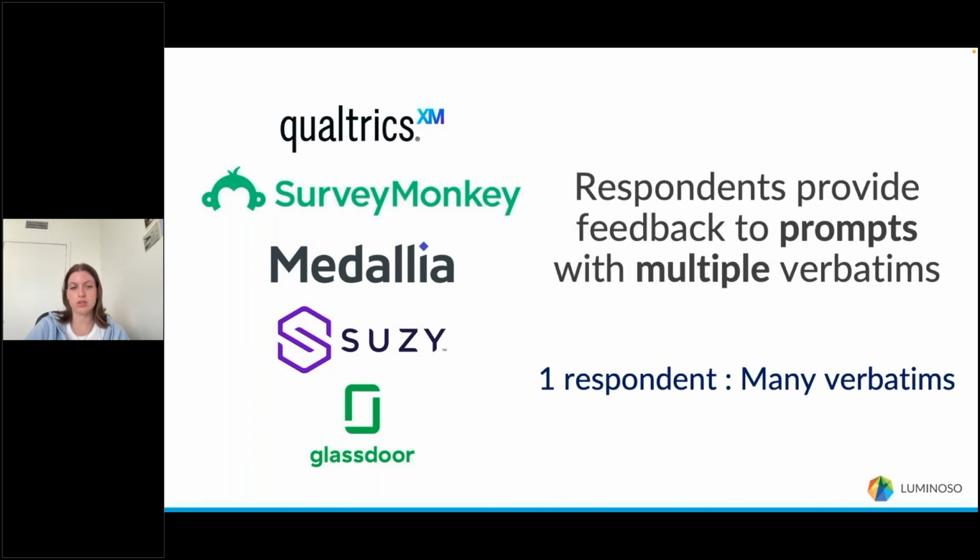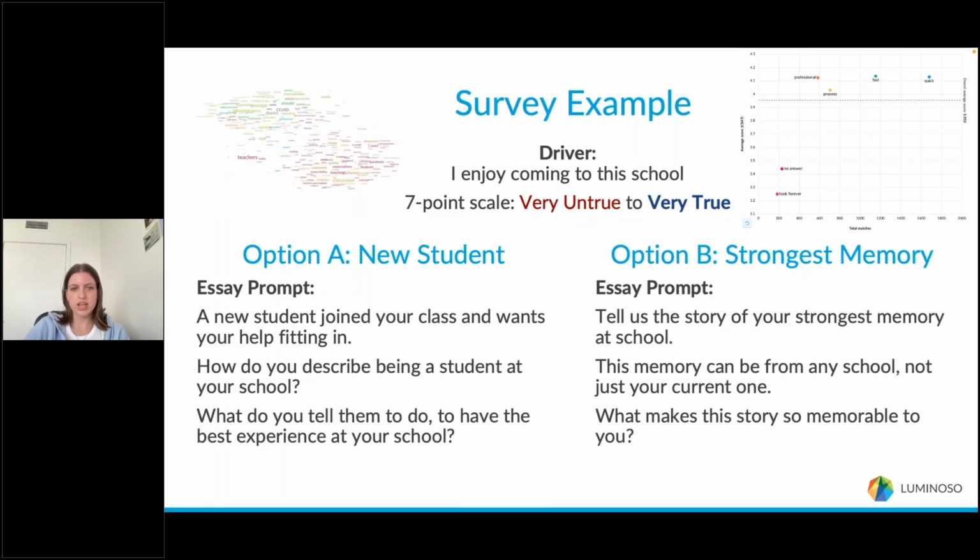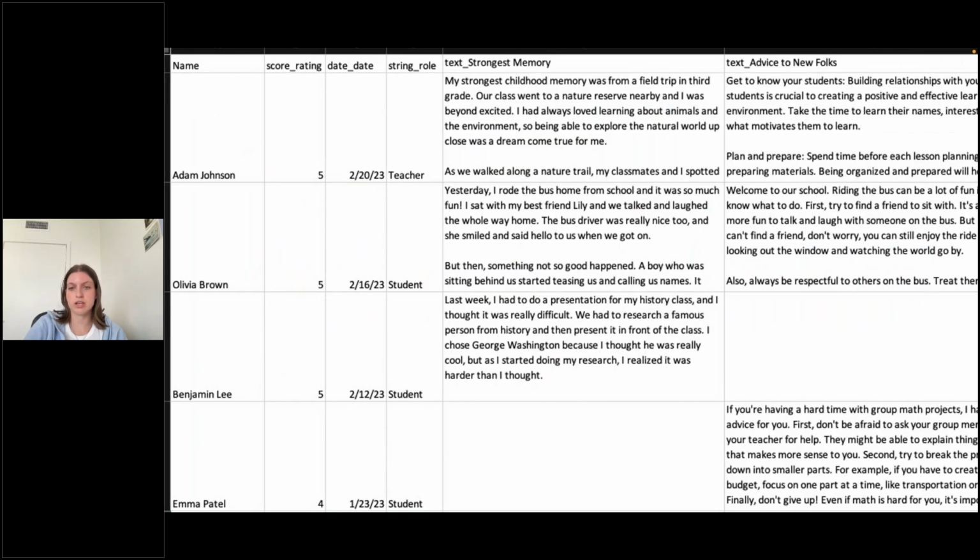This then results in a one-to-many relationship between the respondent rows and the text columns, as is seen in this survey example, where there are multiple essay prompts to get the right kind of data. This is what survey exports usually look like, with the respondent-based rows having multiple text fields.